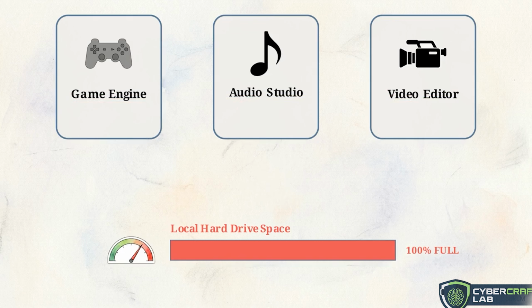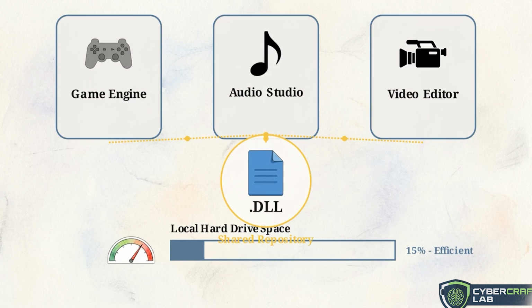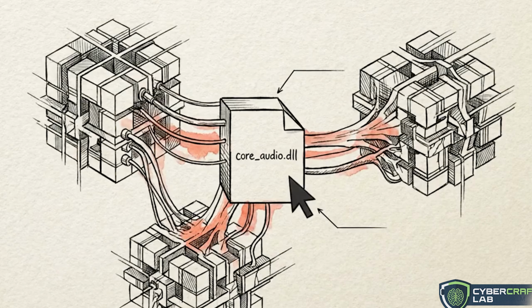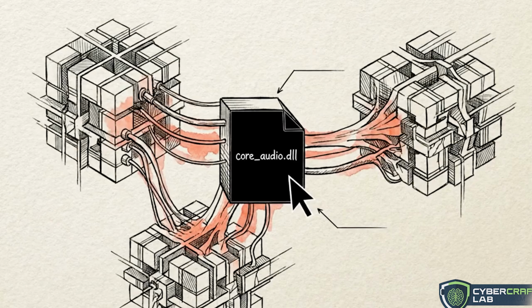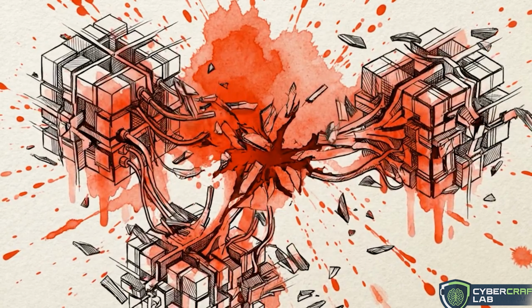The .dll, or Dynamic Link Library, provides the solution. It is a shared repository of code. Multiple programs can access a single DLL simultaneously to borrow its functions rather than carrying that code themselves. This modular architecture sacrifices stability for efficiency. If one central DLL breaks or goes missing, every application that relies on it fails at once.